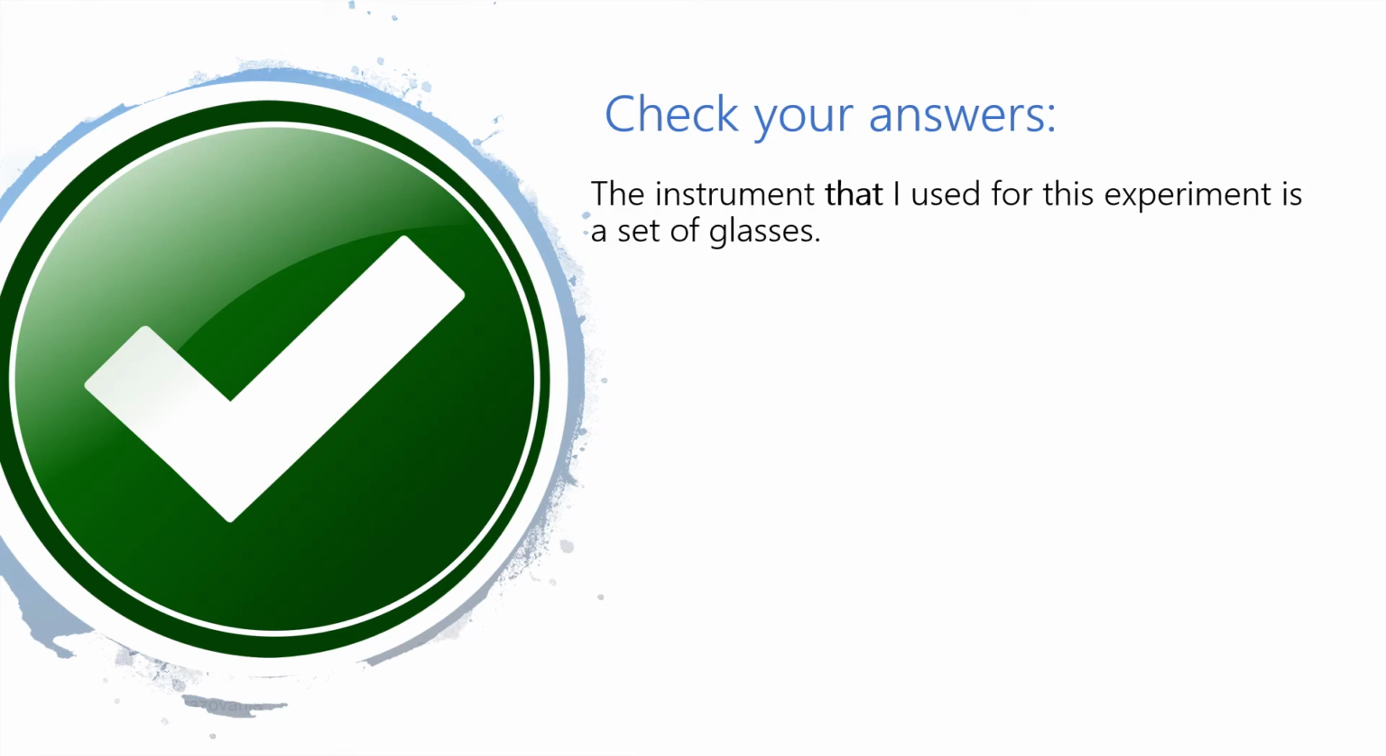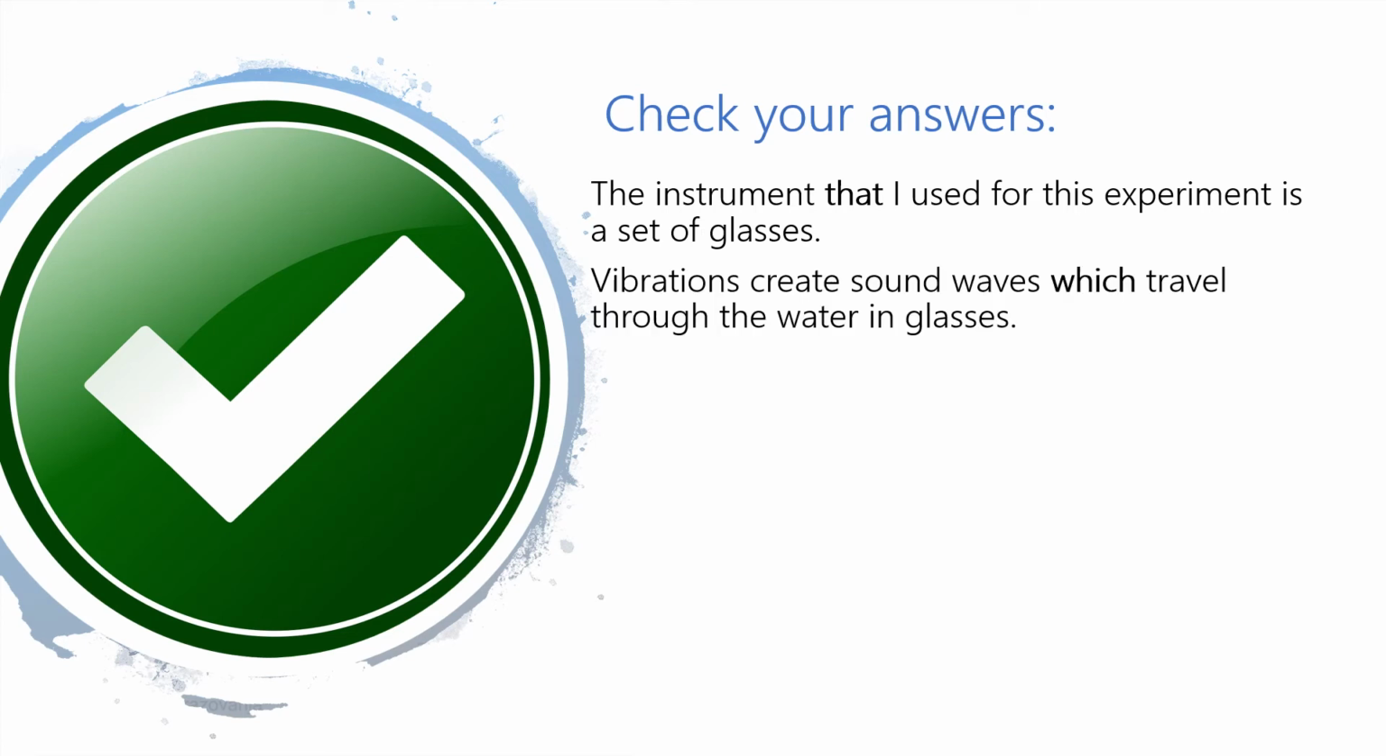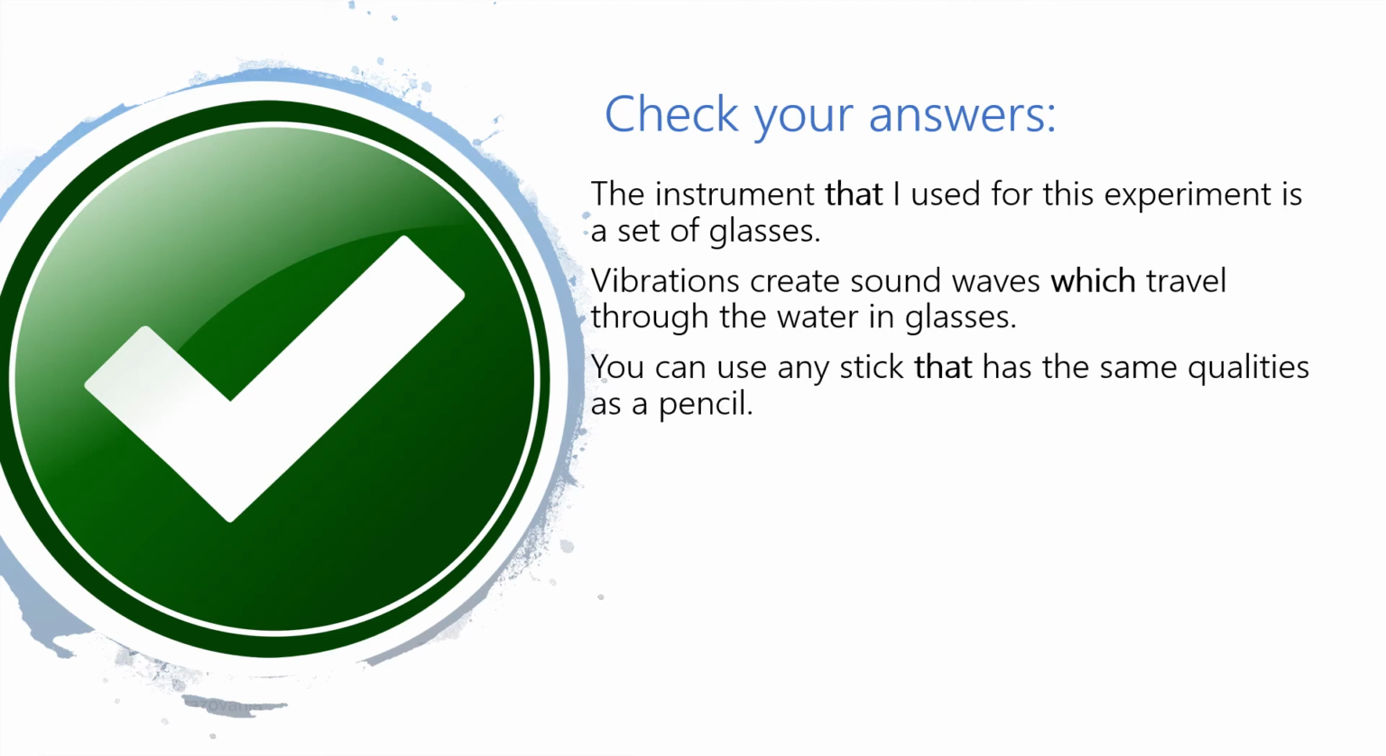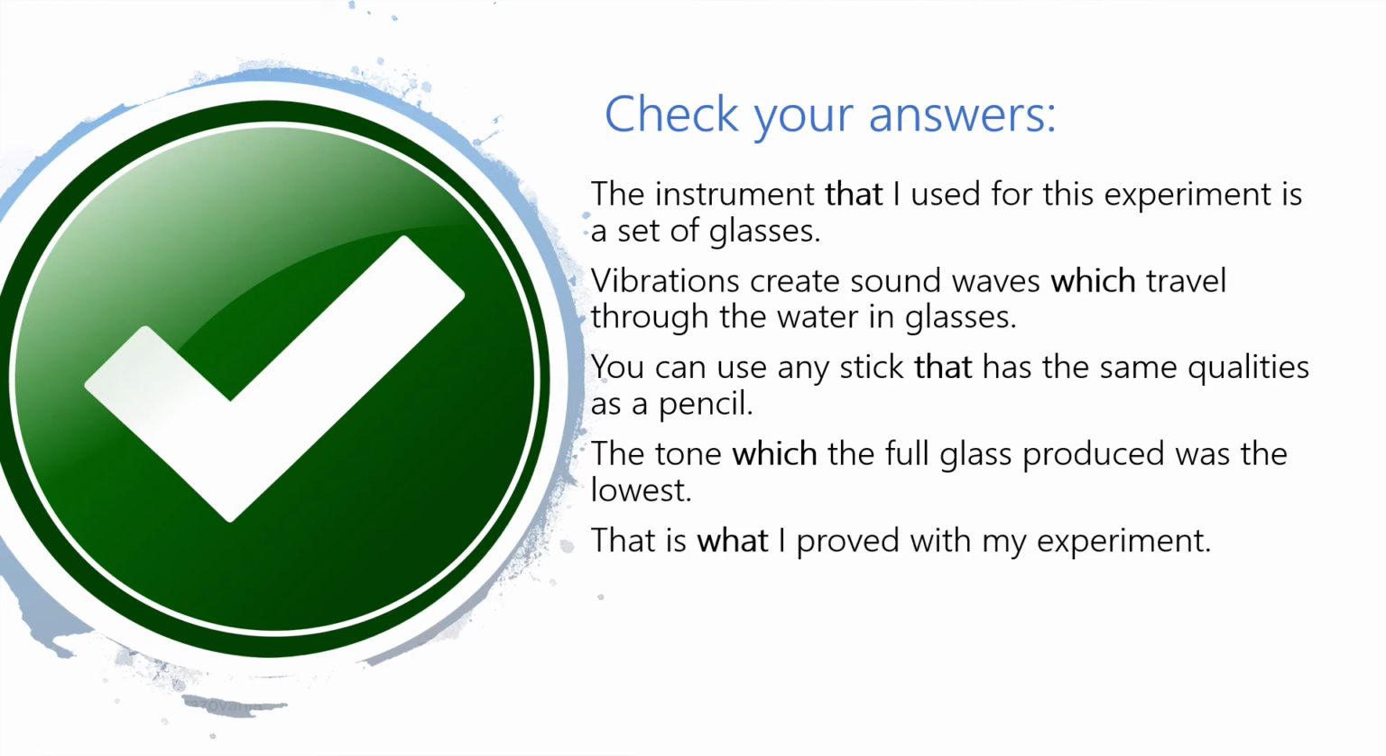Let's check that you have all the correct answers. The instrument that I used for this experiment is a set of glasses. Vibrations create sound waves which travel through the water in glasses. You can use any stick that has the same qualities as a pencil. The tone which the full glass produced was the lowest. That is what I proved with my experiment.